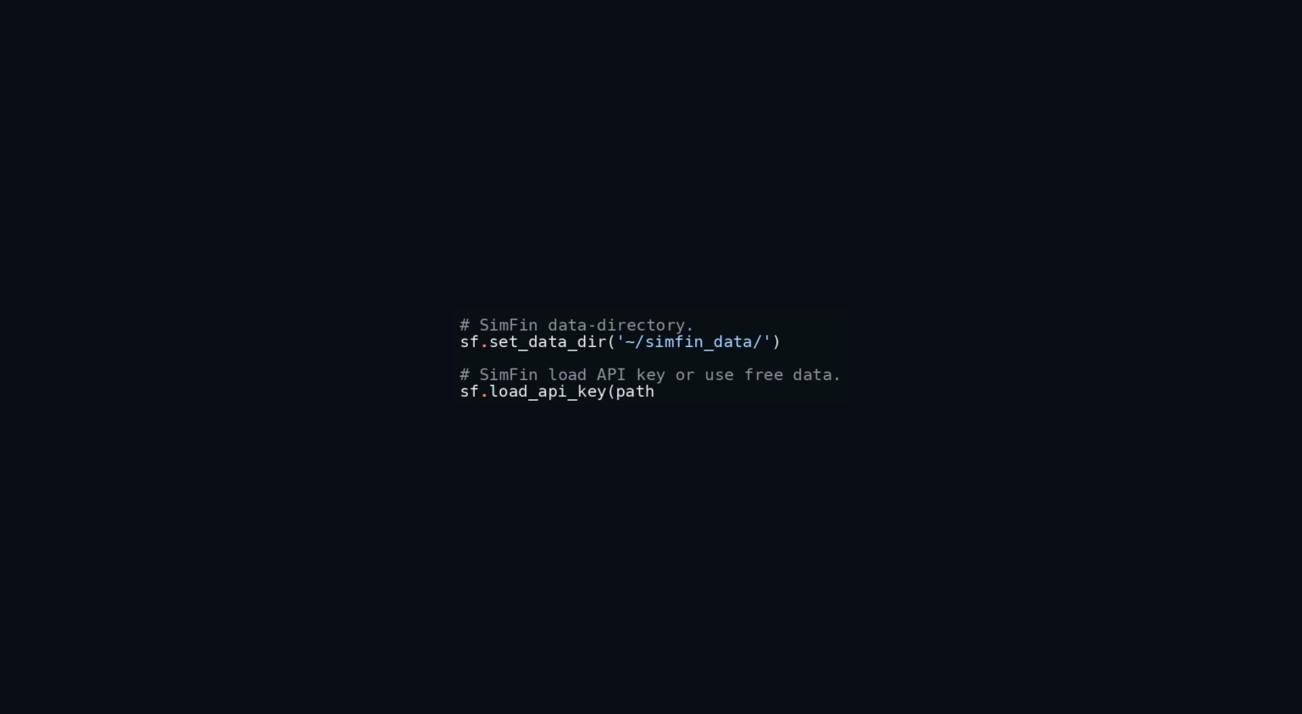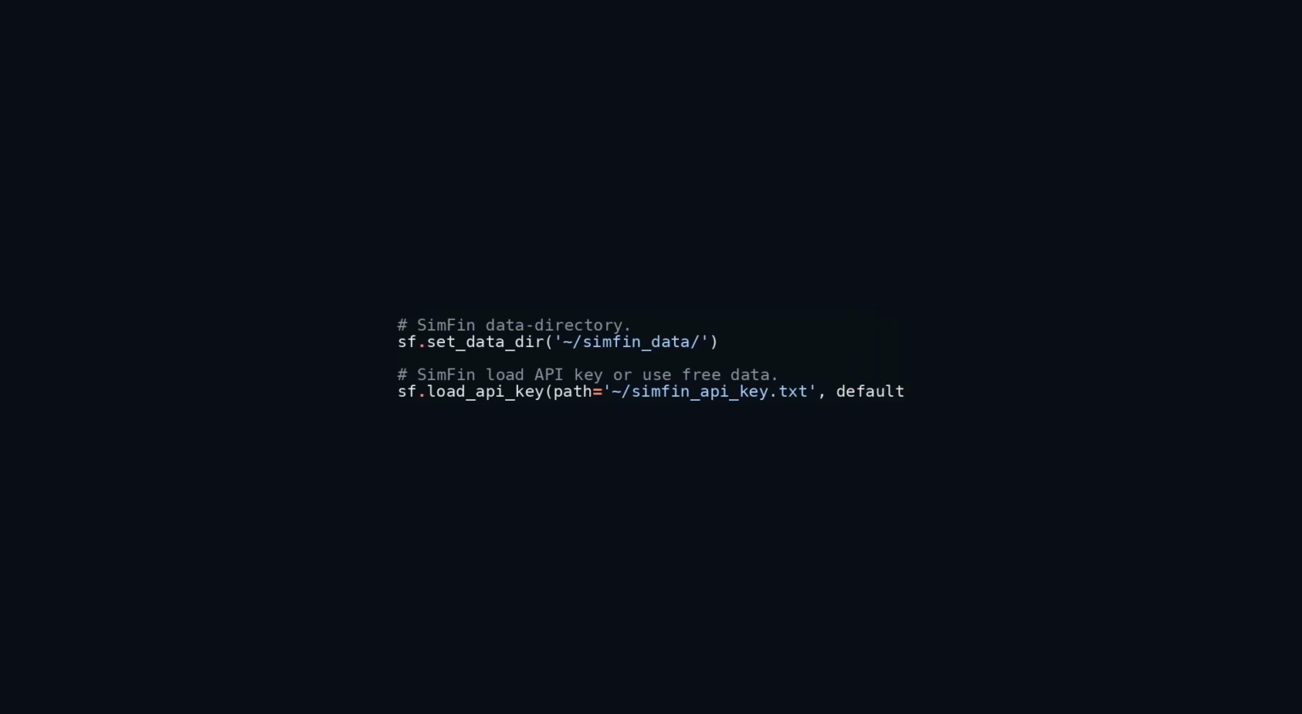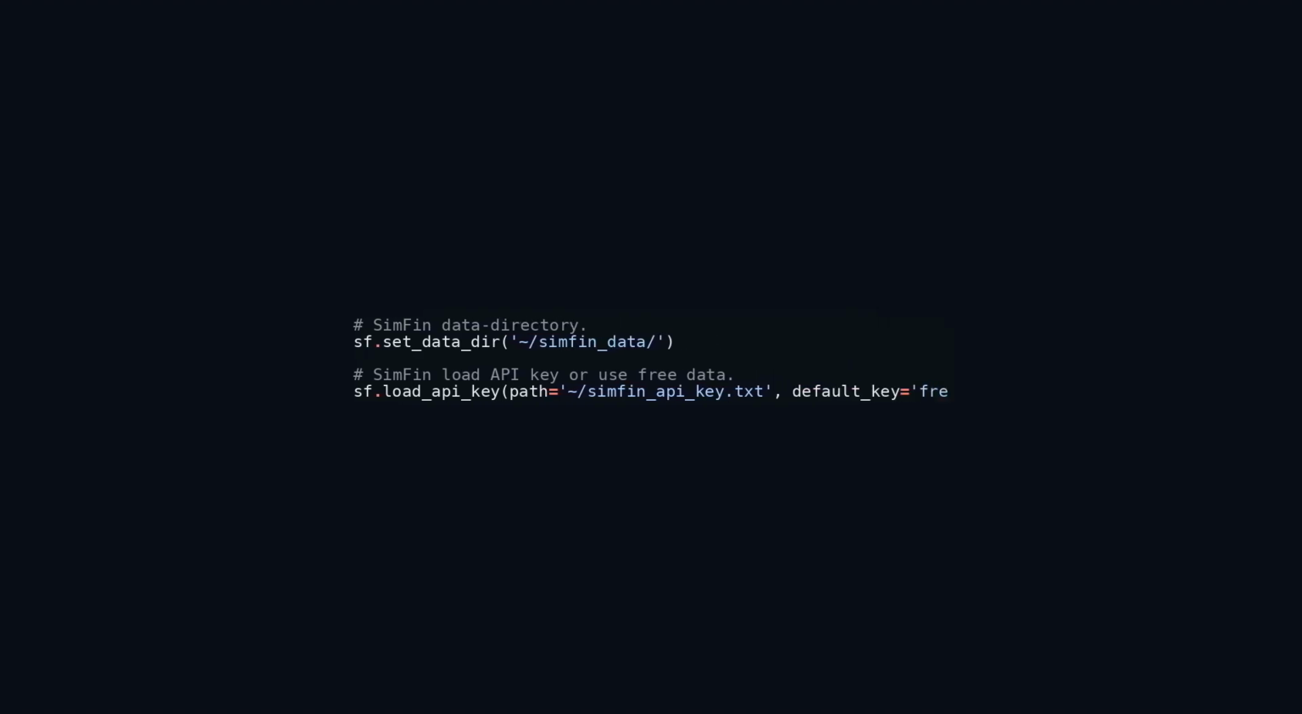Using this code is crucial for accessing SimFin data. Setting the data directory ensures that the downloaded data is organized, while loading the API key is essential for authentication and access to the financial data provided by SimFin.